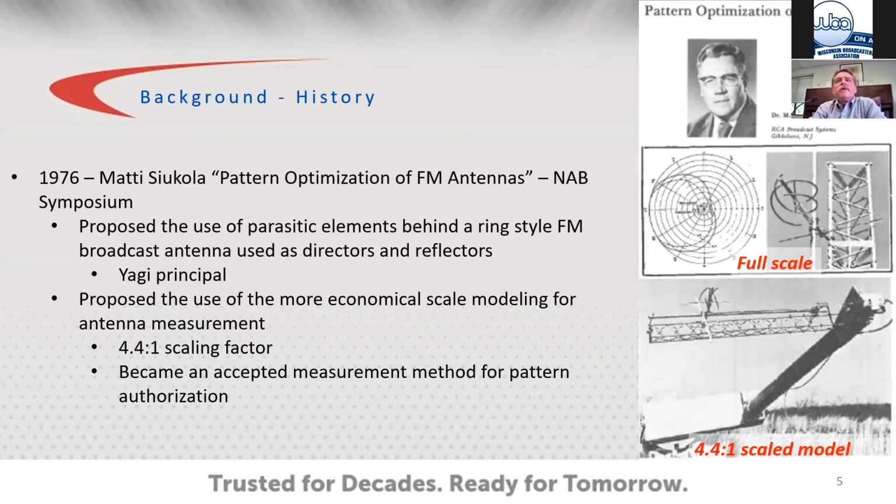In the same paper, he also proposed the use of scale models on the range instead of full-size elements. And this proved to be a lot more economical. Certainly the models were much easier to manage. The scaling factor that was used was 4.4 to 1, and actually that's still used today. The reason is that if you scale FM frequencies by 4.4 to 1, that puts you just below the UHF band and above the VHF. So again, here we see a case where without any changes to the wording in the rules, it became another acceptable method for pattern authorization by the FCC.